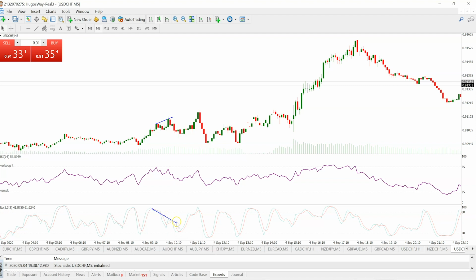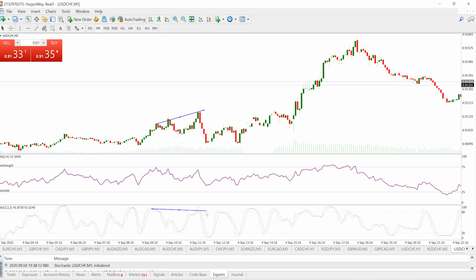Same thing over here. Price formed a high and then a slightly lower high on the stochastic. And you got the same thing going on with price. Price formed a high and formed a higher high. So you got high, higher high, high, lower high. That's a divergence.